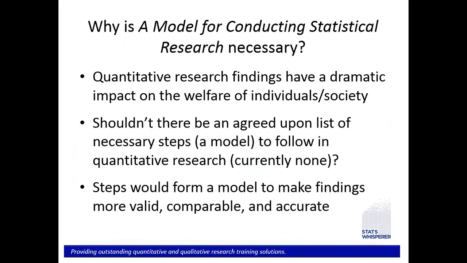Now, quantitative research findings have a dramatic impact on the welfare of individuals and society. Almost every major decision these days is based upon the findings of quantitative research. So shouldn't there be an agreed upon list of necessary steps, which we call a model, to follow in quantitative research? Currently, there is not one. That's about as rhetorical as a question can be. There should probably be an agreed upon list of necessary steps.